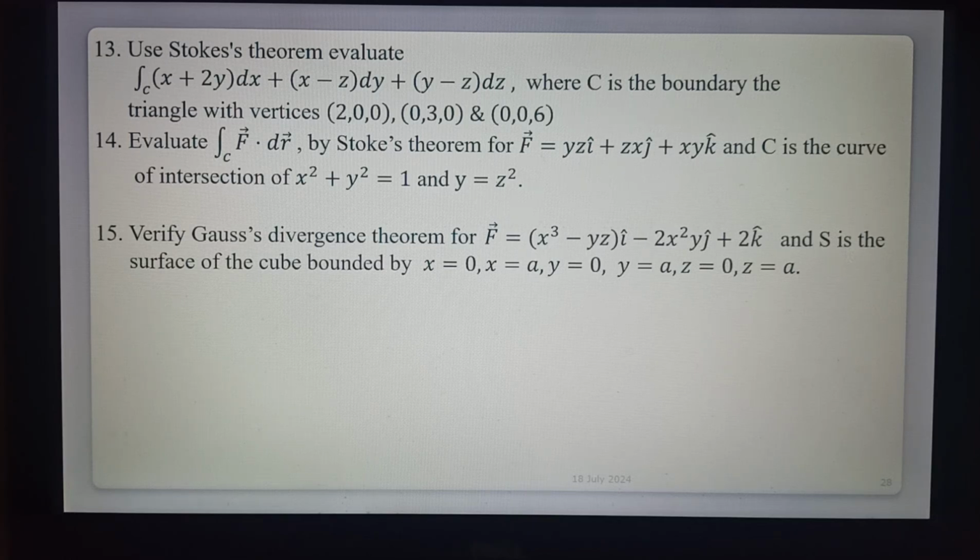So next, verify Gauss divergence theorem for the vector field f bar, where S is the surface bounded by the cube. Okay? This is the verification of Gauss divergence theorem. These are previous questions also, a long question. This is also an important question.